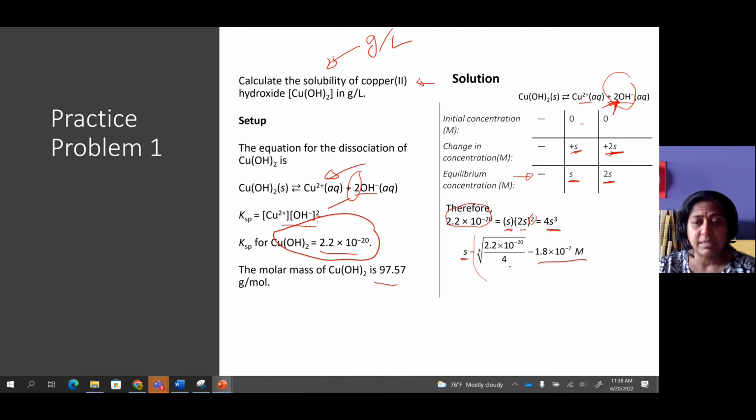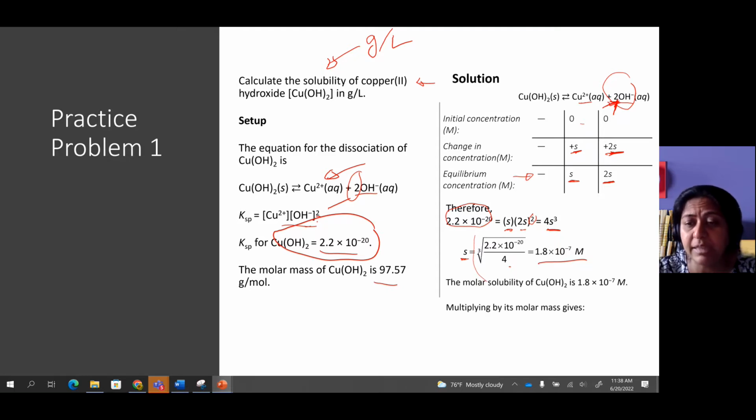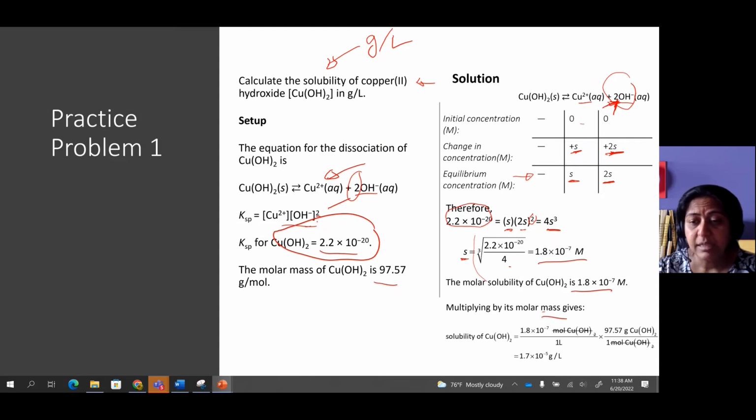Here is the answer, 1.8 times 10 to the negative 7th. Then, in order to get the solubility, we multiply the molar solubility by its molar mass, and we get the solubility of copper hydroxide as 1.7 times 10 to the negative 5th grams per liter.